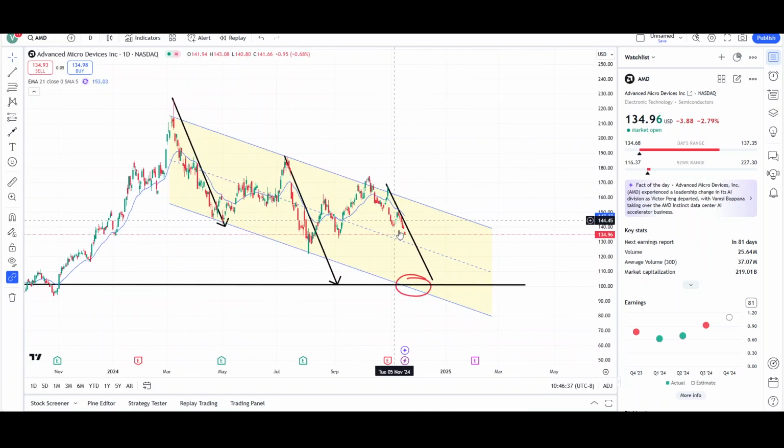So as of right now, short term it is bearish. Long term it's still looking a little bit bearish as well. Is it guaranteed to get here? No, it's not. You have to monitor the price action.